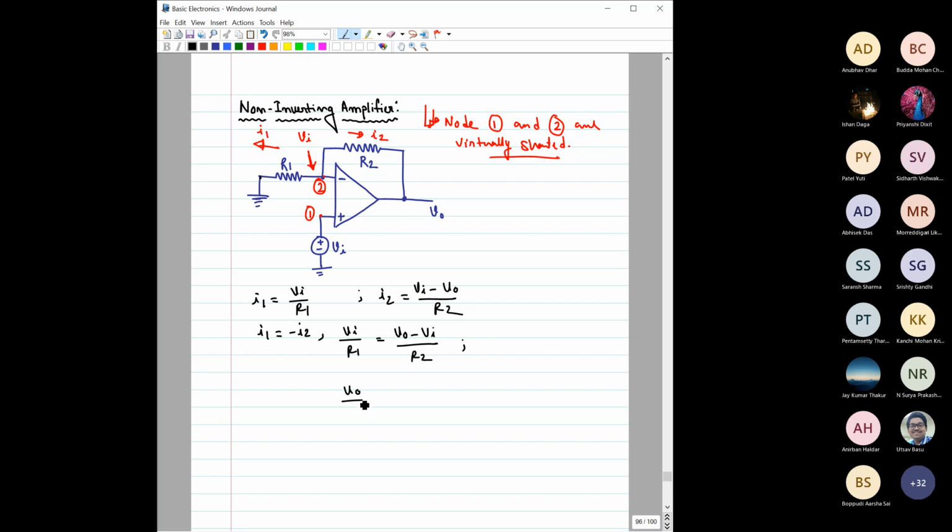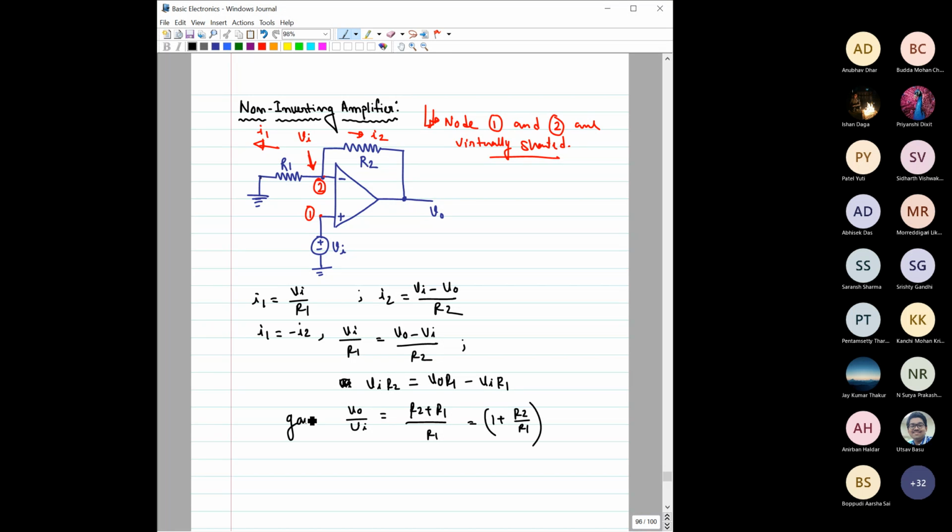From here, we have to find what is V output by V input. Let me do it. So it is Vi R2 would be equal to V0 R1 minus Vi R1, right? So take everything together. So it is V output by V input, right? That would give R2 plus R1 divided by R1. So basically it is 1 plus R2 by R1, right?